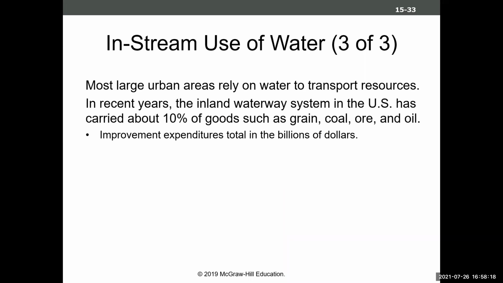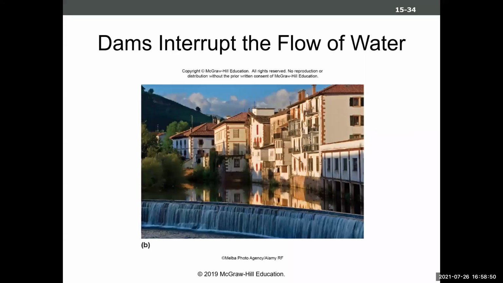And a lot of urban areas will rely on water to transport resources. So for example, the inland water system in the US carried 10% of goods like grain, coal, or oil. And so we're talking about billions of dollars worth of material that's being transported through these water systems and waterways. So even though it's non-consumptive, we're still using quite a bit of it for goods and resources. So here we have dams that are interrupting the flow of water. So we have kind of a regime change in the stream system due to a dam.